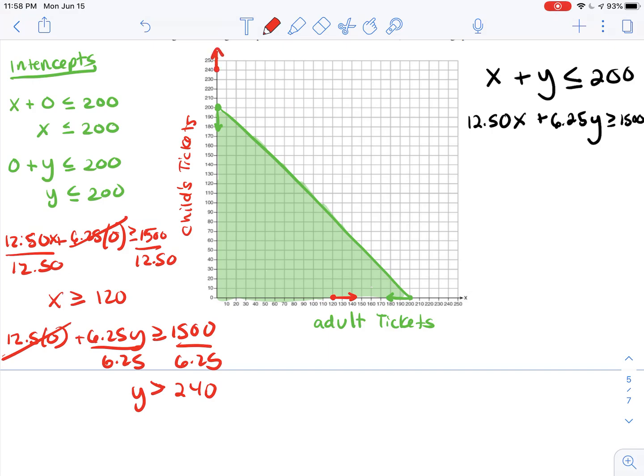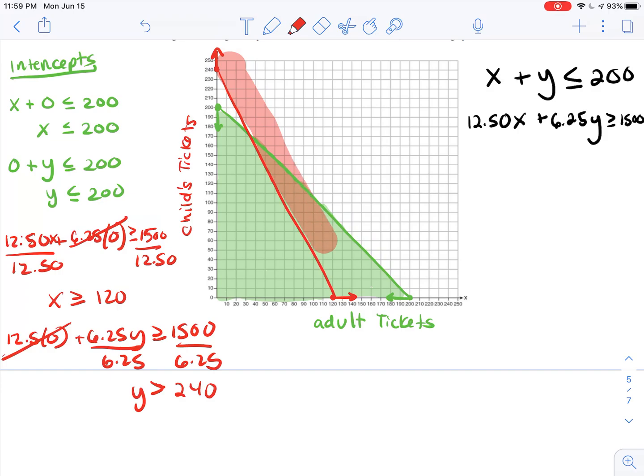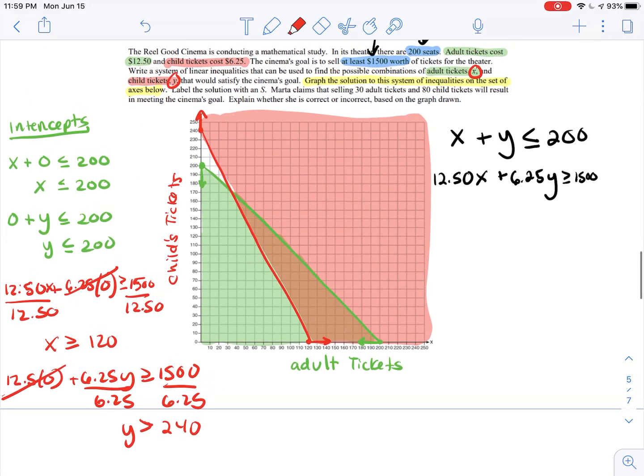So now I can connect those two intercepts together. And I know that I'm shading above this. So I'm going to be shading here, everything above it, which is right here. So there is my graph. It also says to label the solution area with an S. My solution area, again, is the place where we overlap. So that's this area right here.